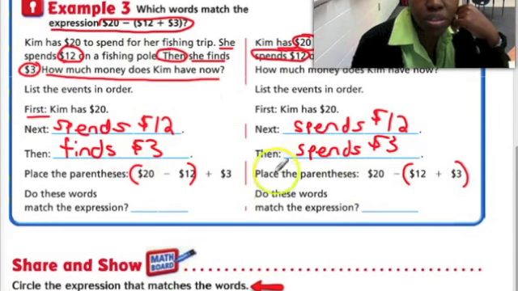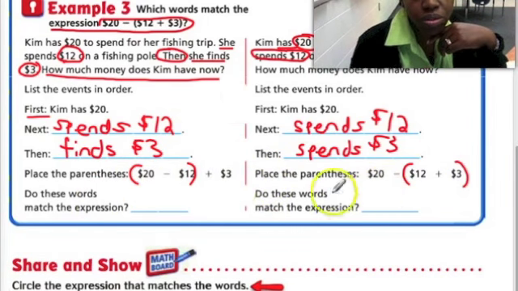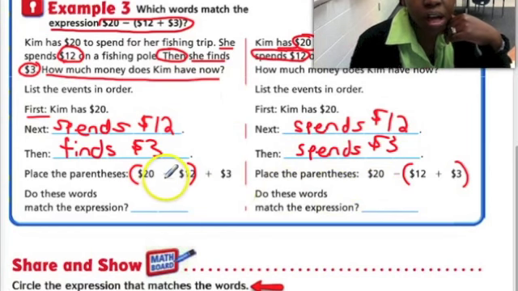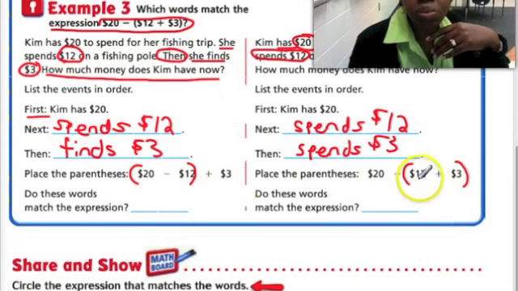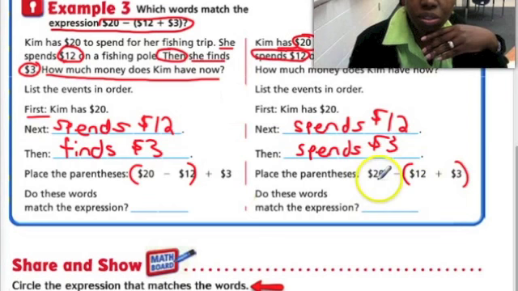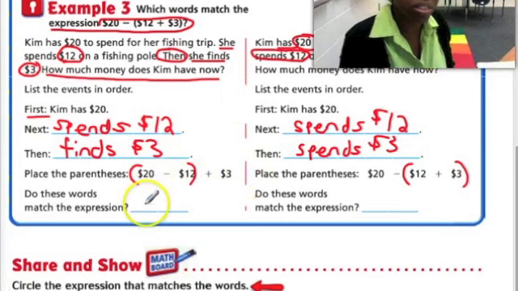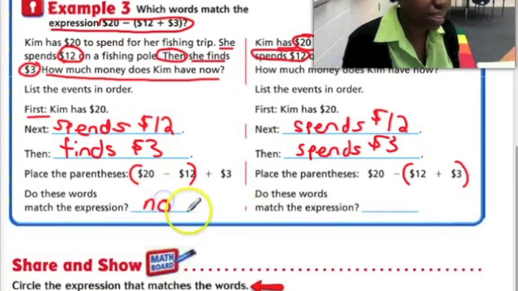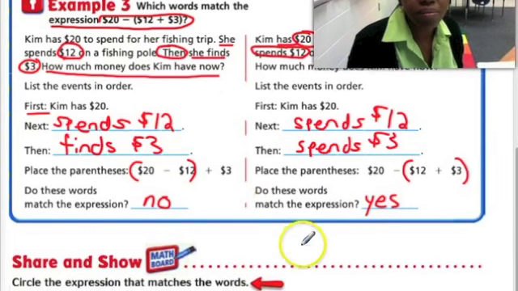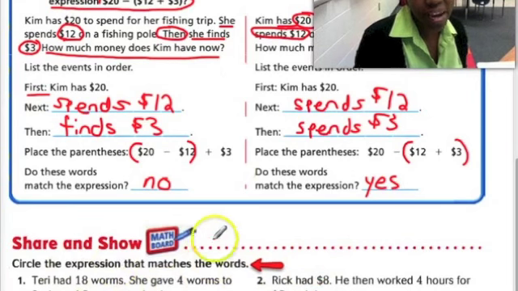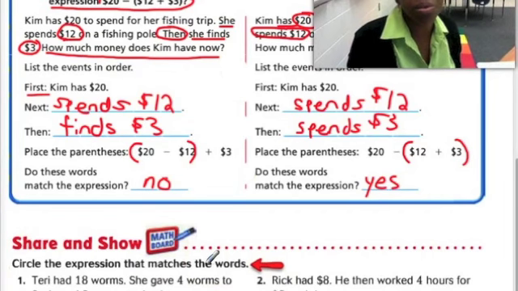Now, let's look at the words and figure out which one makes sense. Do these expressions match the words, or does this expression match the words? If she has $20 and then she spends $12 and finds $3, versus she has $20, spends $12 and $3, and that's taken away from the total, which one would make more sense? Let's think about that. If we're matching this expression, this one does not make sense. It does not match. However, this one matches. Now, you need to look at our next set of directions, and this takes time. The more practice you get with using numerical expressions, the better you will get at this.